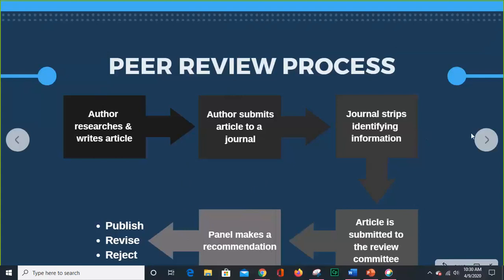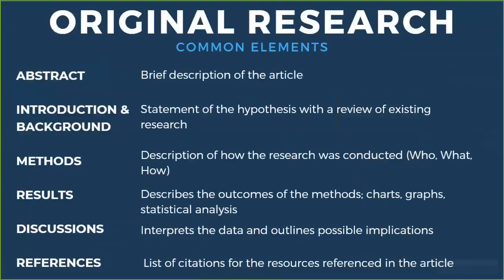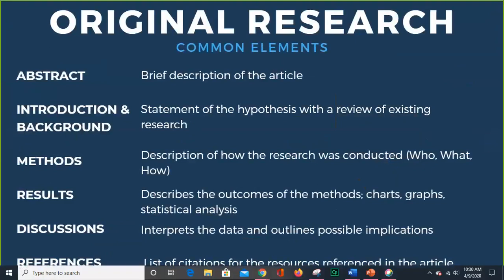Okay. So now I want to talk a little bit about common elements that you will find in a research article. So the first would be, obviously, you're going to see an abstract, and that abstract gives you a brief description of the article, and that's actually really helpful when you're doing searches in the database, because that abstract can kind of tell you whether or not that article that you found is going to work for the research that you're doing. You'll, of course, find an intro and background.